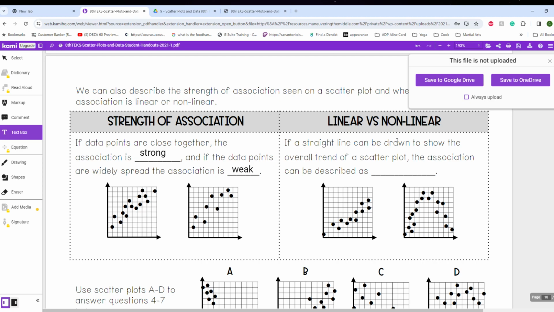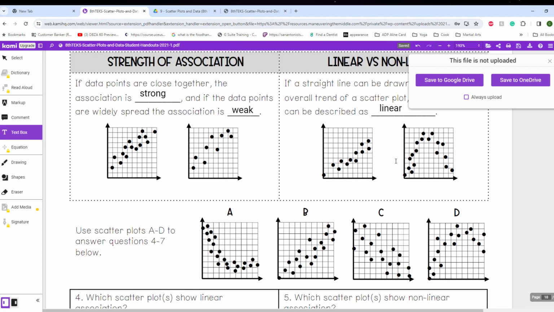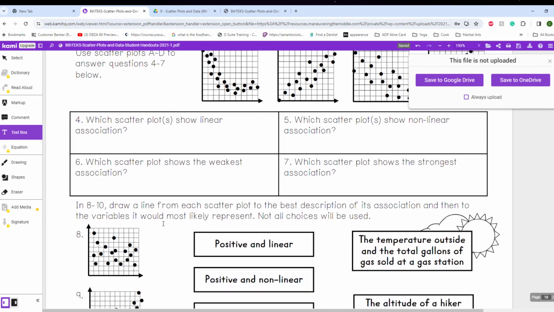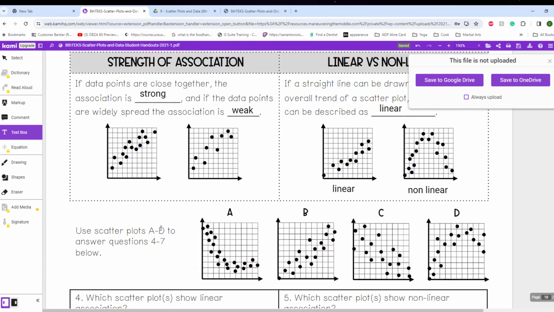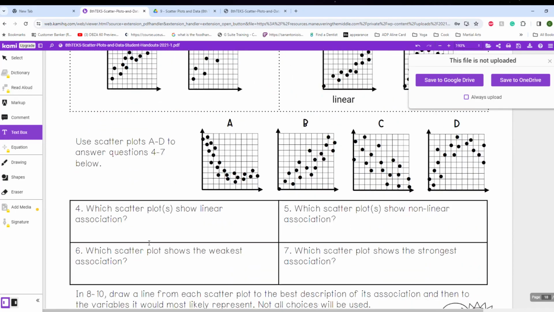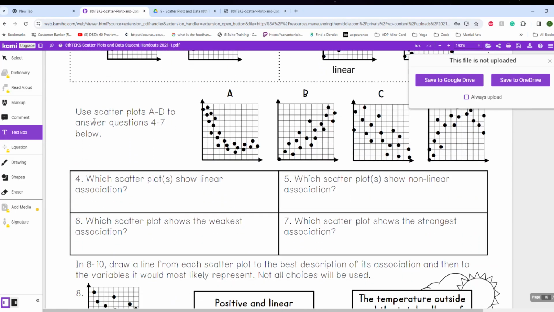If a straight line can be drawn to show the overall trend in the scatter plot, the association can be described as linear. Linear, right? If it can't, it is nonlinear. Like this one, nonlinear. And this first one would be linear. All right. So that's most of the notes.